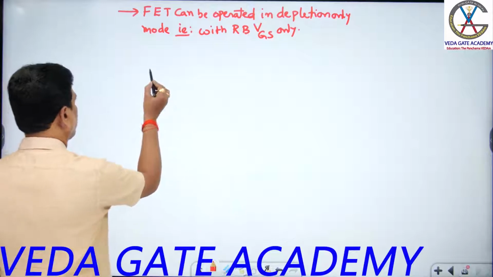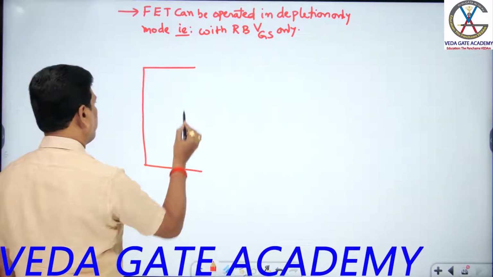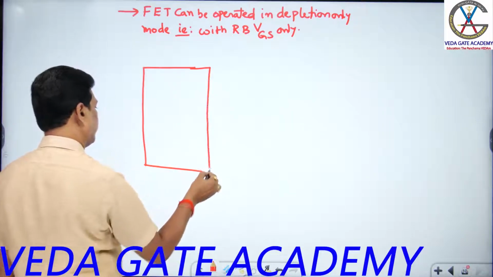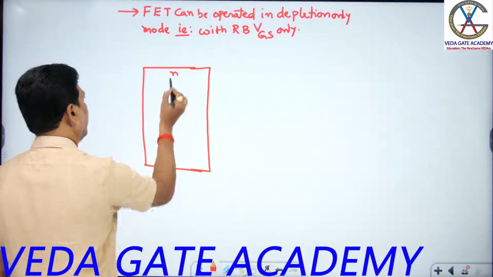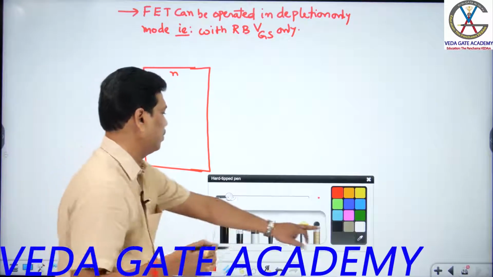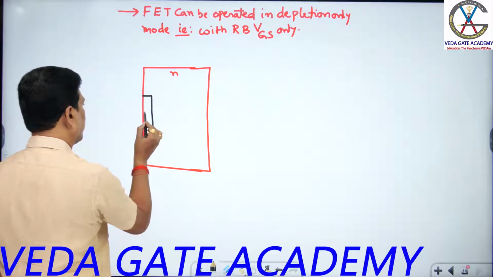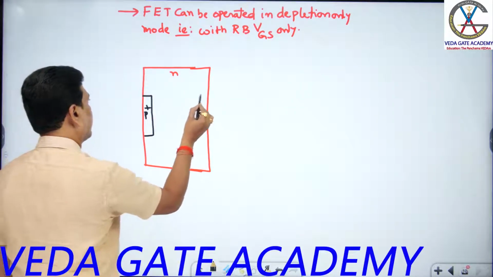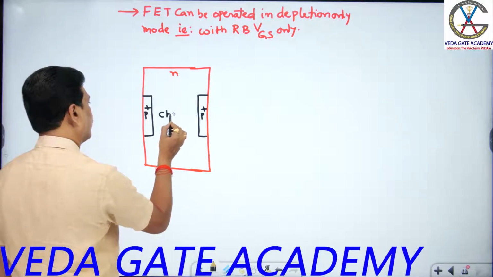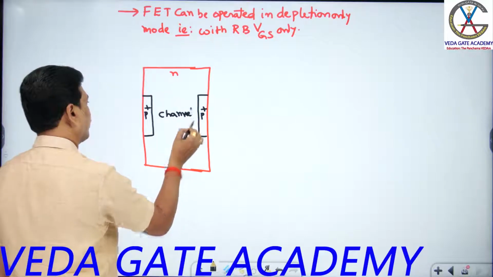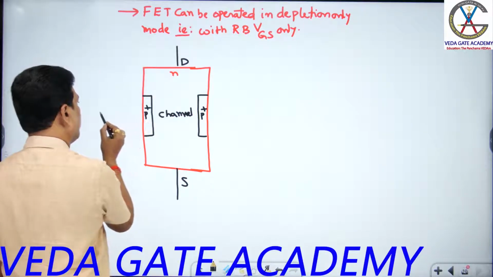With respect to gate voltage, now I can discuss first, keeping the drain supply open, students. This is the N-channel material, right? Opposite are highly doped P-type materials, you know. This is the channel. This will be the source. This will be the drain. This will be the gate.